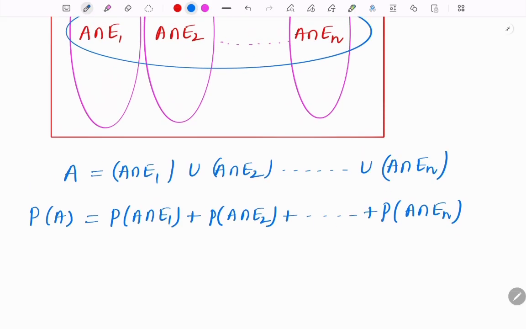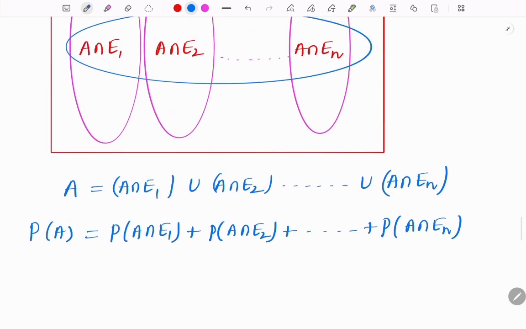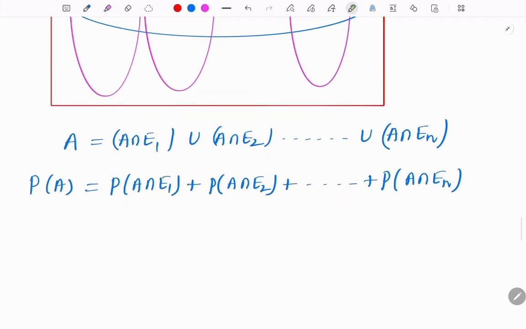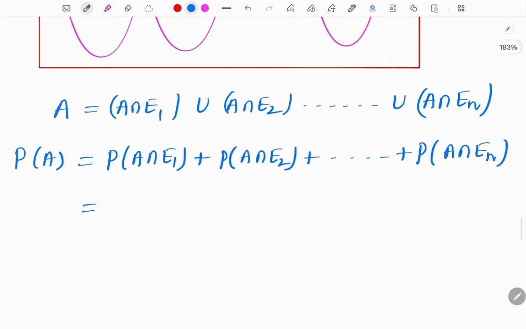Now observe, students, what is P of A intersection E1? Here E1 has already occurred, and A is the common part of all. By using the multiplication theorem, we can write this easily. You know, right? What is the multiplication theorem? If you don't know, I will write it down on the side first. Give me a moment.